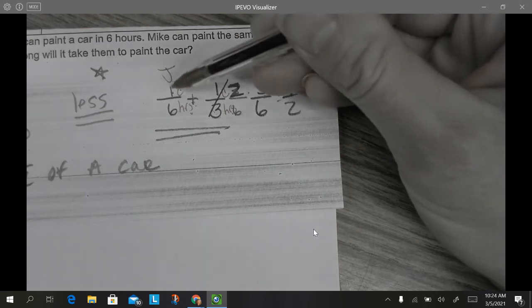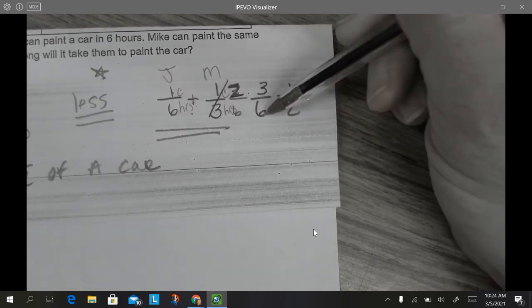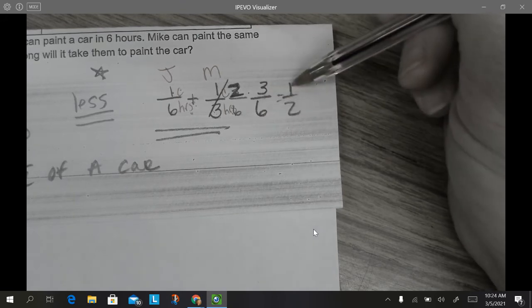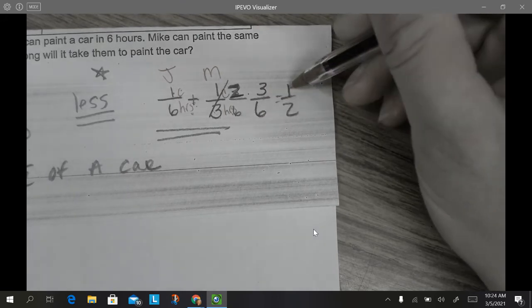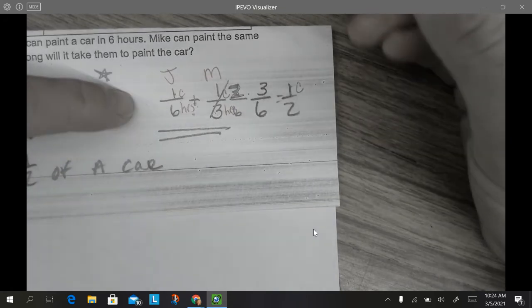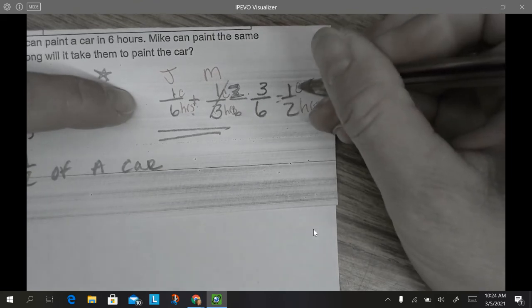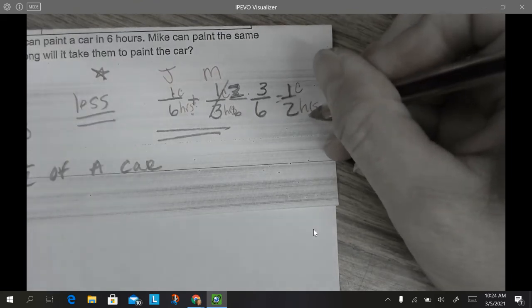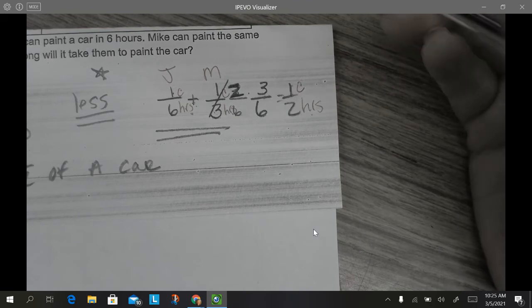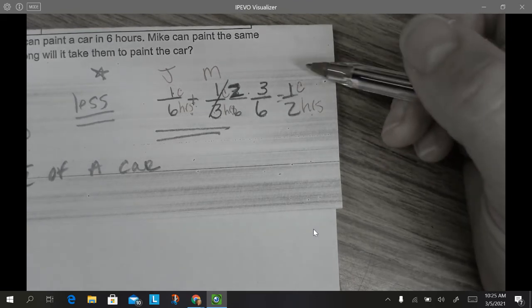Then when I add my numerators, 1 plus 2, I get 3. And then 6 stays the same. So I have 3 over 6, which is 1 over 2, which means 1 car in 2 hours. 1 car, and it takes them 2 hours, okay? So that's what I came up with. I believe that to be true.